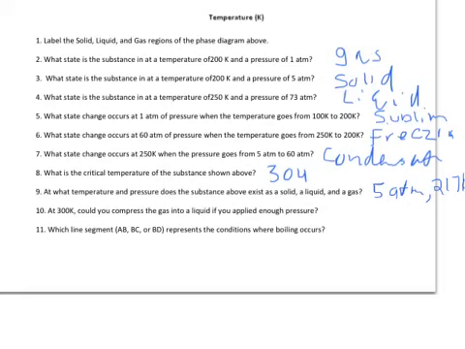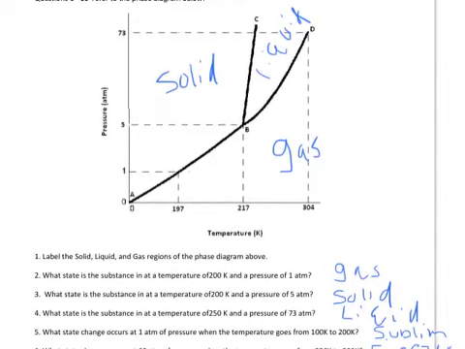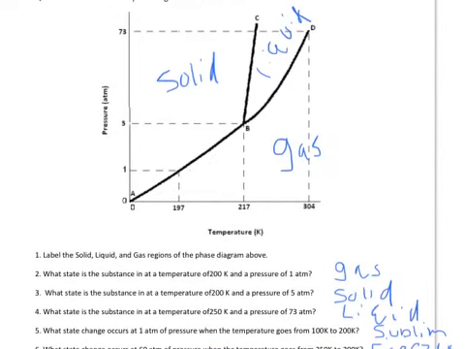Alright, number 10. At 300 kelvins, could you compress the gas into a liquid if you applied enough pressure? So we're going to go to 300 kelvins and apply a bunch of pressure. So let's go back up here. Here's 300 kelvins, and if I applied enough pressure, yes, I could do it. I haven't gone past the critical temperature. So yes, it could be condensed into a liquid. Once you go beyond the critical temperature, it cannot. But since I'm on this side of it, yes, I can.